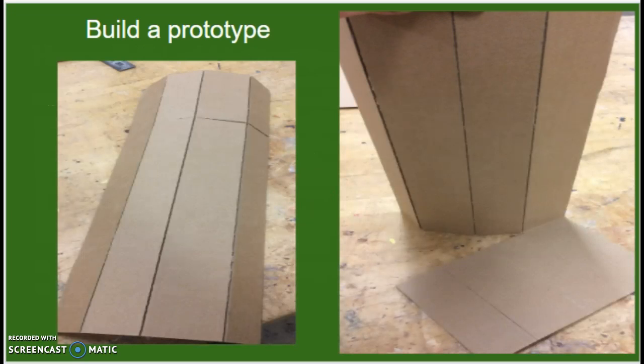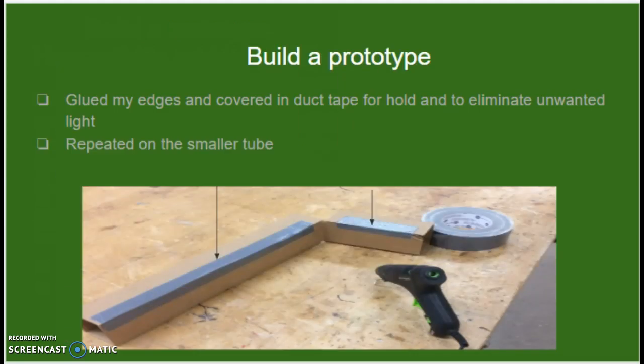I was building my prototype. I scored my cardboard so I could bend it around. I created 2 tubes, kind of hard to see. One of them, each column or each score mark is 3/16 of an inch narrower than the first tube. I glued the edges of my tubes together, covered them with duct tape to limit the light getting through the edges.